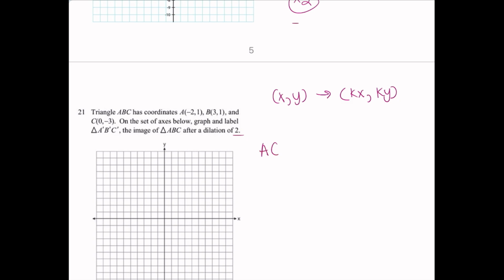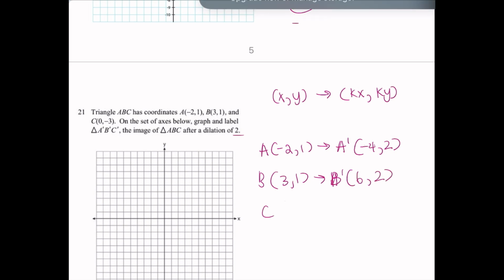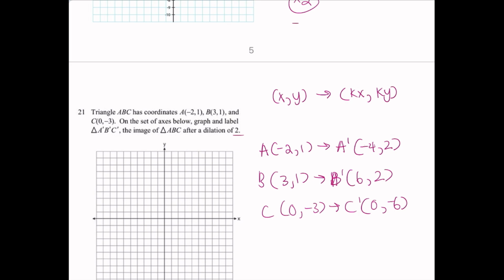So we're going to do that for all the coordinates of triangle ABC. So A is (-2, 1). And to convert it to A prime, all we need to do is 2 times -2, which is -4, and 2 times 1 is 2. And then B is (3, 1). And again, for B prime, you just do 3 times 2 is 6, and 1 times 2 is 2. And then C is (0, -3), which is going to be 0 times 2 is 0, and then -3 times 2 is -6.